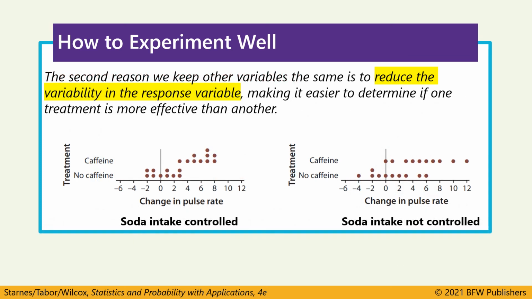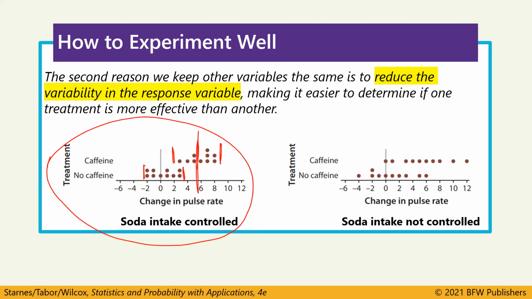The author of the textbook actually did this experiment with his class, and we can see the difference. Soda intake controlled. So in this left graph, we can see these students all drank the same amount of soda. Those without caffeine are centered around 0 in the amount that their pulse rate changed. Those with caffeine increased about 5 or 6. When they didn't control the amount of soda that they're drinking, both of those distributions are way more spread out. And it's harder to spot a difference when the data is all spread out like this one. We can see in this graph on the left that the average pulse rate is definitely increasing when students consume caffeine.